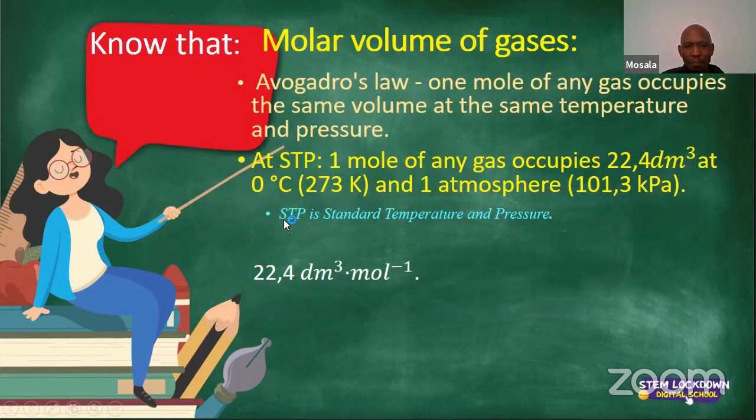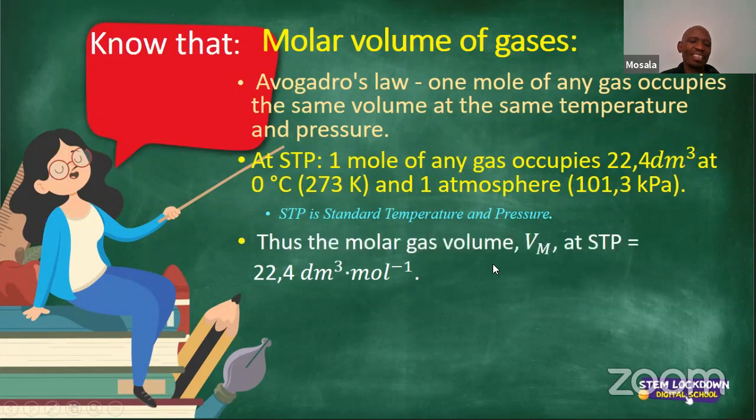So standard temperature is 0 degrees or 273 Kelvin, and standard pressure is 1 atmosphere, which is 101,3 kilopascal. Now we are saying that the molar gas volume, that is Vm, which will be used in equations and in calculation at standard temperature and pressure, will be 22,4 cubic decimeter per mole. That is the volume that will be occupied by a mole of any gas.